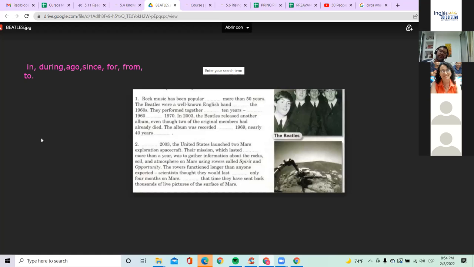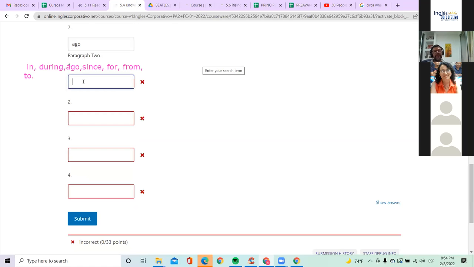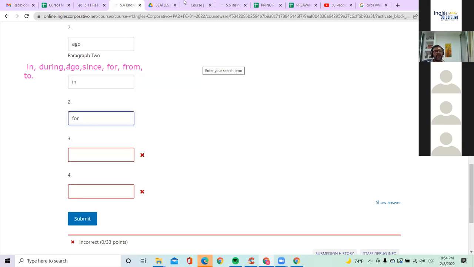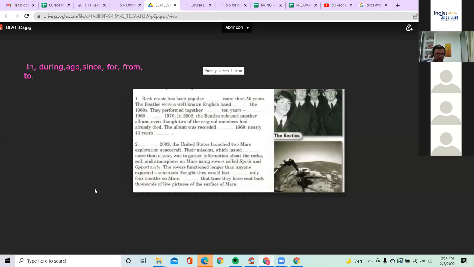Now for the second paragraph. In 2003, the United States launched two Mars exploration spacecraft. What's the first word? In. Yes, in 2003, in that specific year that happened. Their mission, which lasted for more than a year, mm-hmm.